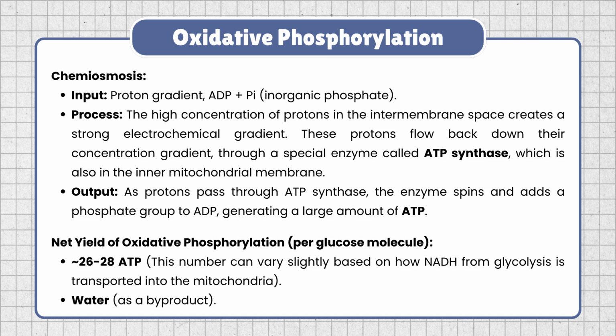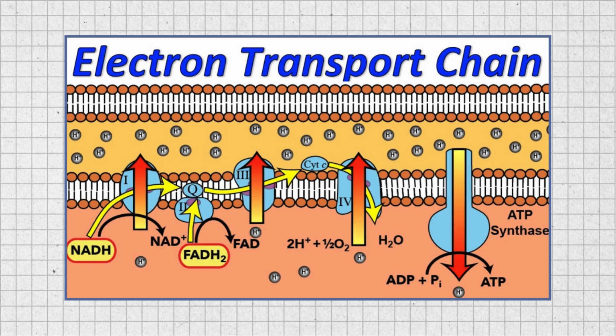Overall, the net yield of oxidative phosphorylation per glucose molecule is approximately 26 to 28 ATP, with water as a harmless byproduct. This makes it by far the most efficient ATP producing stage of the entirety of the cellular respiration. Here I have provided the diagram of the electron transport chain as well as the chemiosmosis. So we're going to be explaining this diagram.